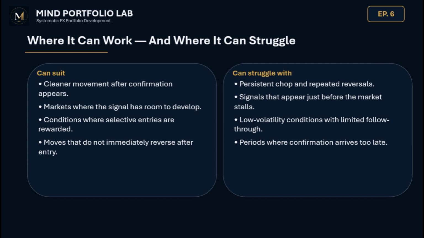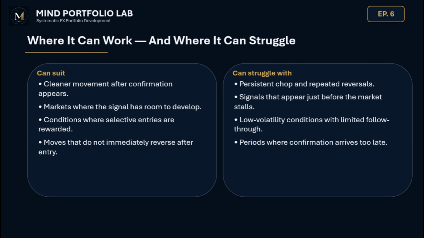This type of system can perform better when confirmation appears and the market then has room to move. If the trade idea is supported and price follows through properly, the system has a better chance of doing what it is designed to do. It can also suit conditions where selective entries are rewarded. In other words, where waiting for confirmation helps avoid some of the weaker signals.